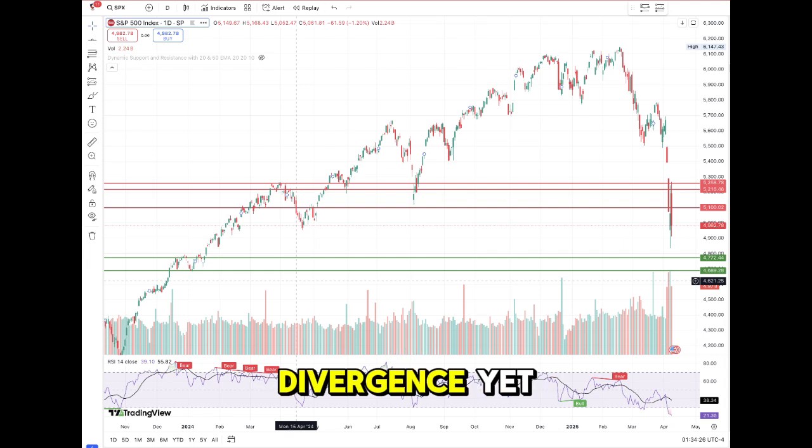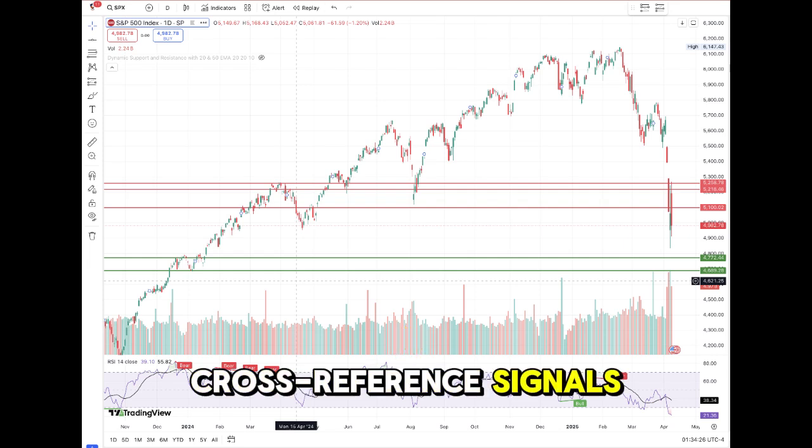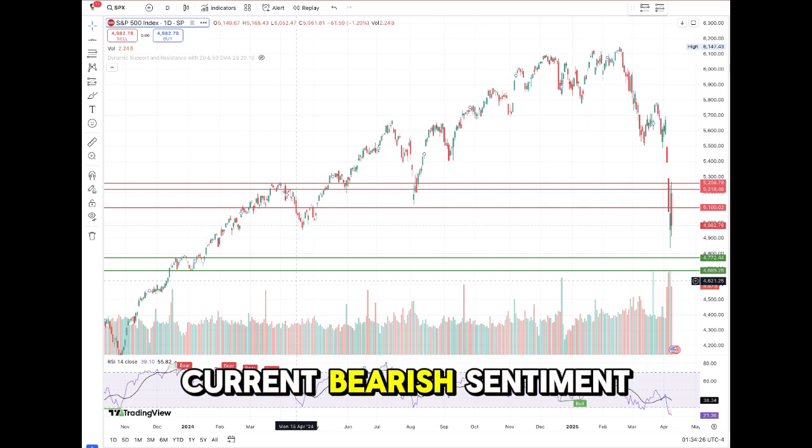We are not seeing any bullish divergence yet, which would be a stronger signal for a potential bottom. Also, take note, there appears to be a proprietary indicator signal at the top left here showing sell. While we always cross-reference signals, this adds another layer to the current bearish sentiment.